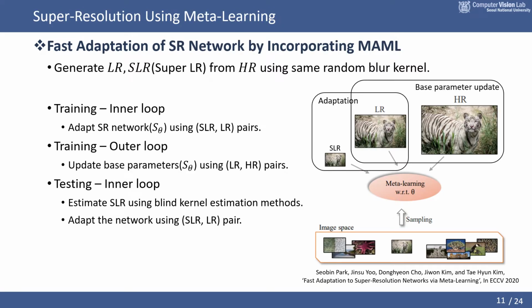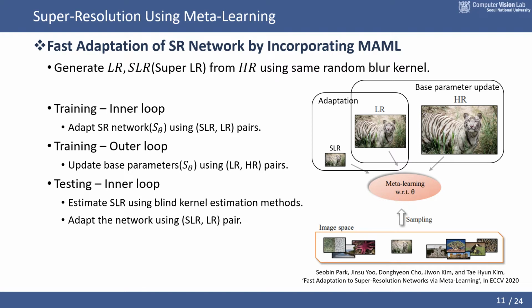There are a few existing works that incorporate meta-learning for super resolution. To use MAML for SR, we additionally need to prepare a super low resolution SLR image, which is a further downscaled version of the LR input. When training, they can easily generate SLR images since they use known synthetic downsampling kernels.